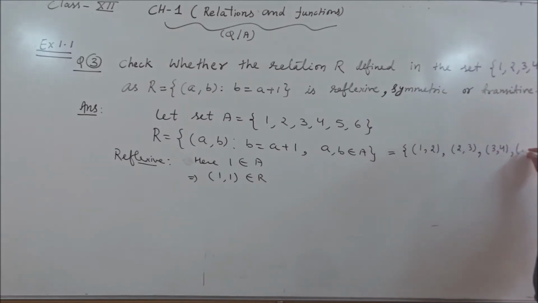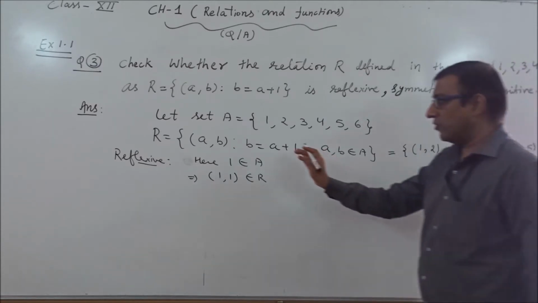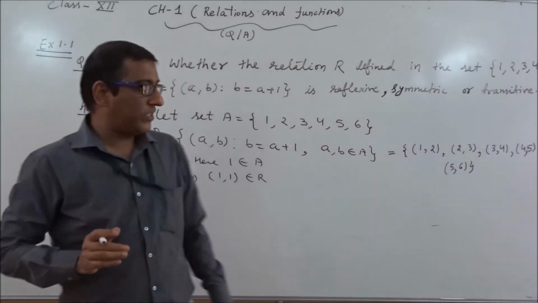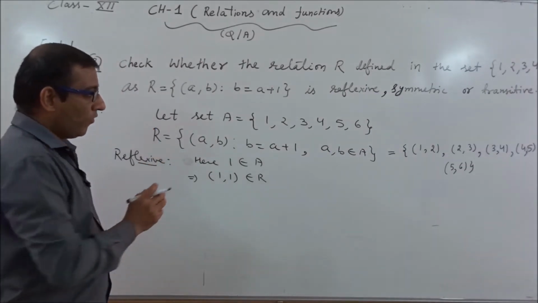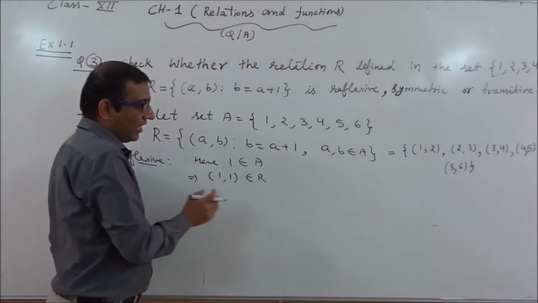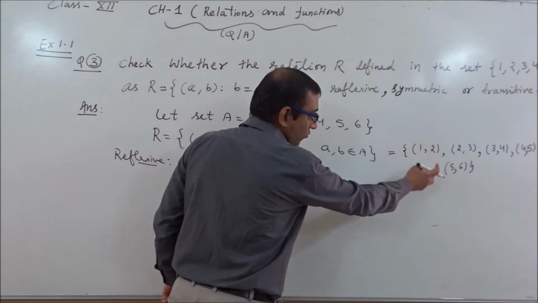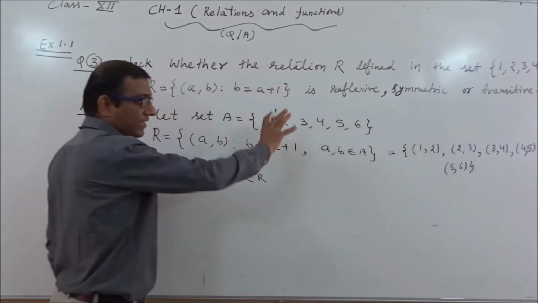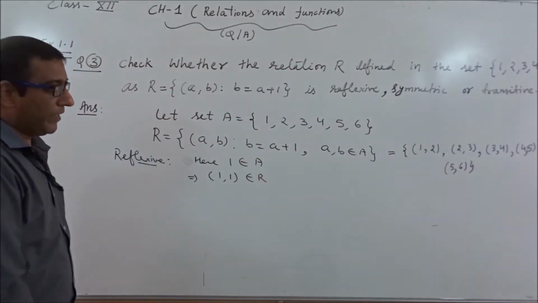Then we will put 4 as the value of a. So 4 plus 1 is 5. So we will write (4, 5). And after this we put the value of a as 5, so that we get 6. Now if we put the value of a equals 6, it becomes 7, which is not a member of set A. So we can say relation R contains (1, 2) up to (5, 6), and these all are known as ordered pairs.